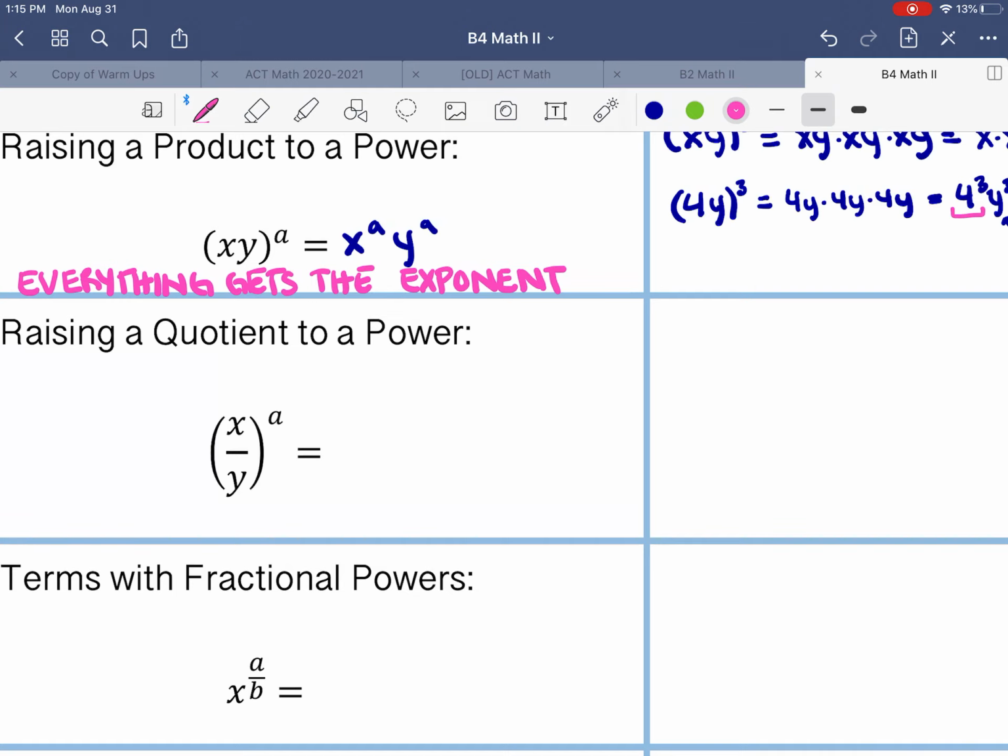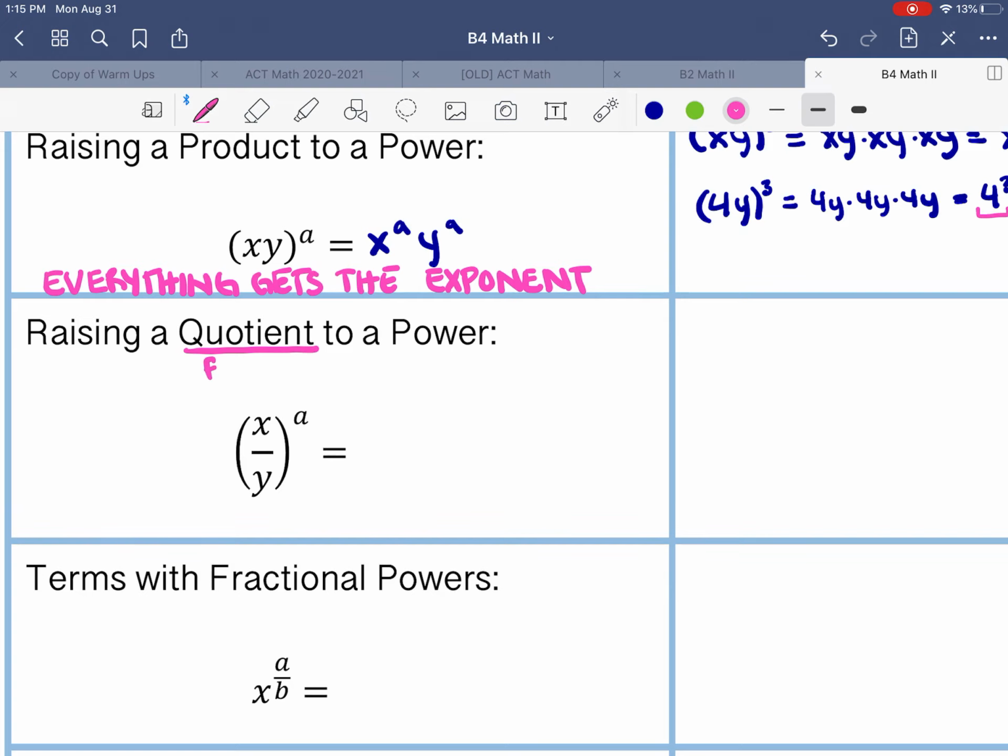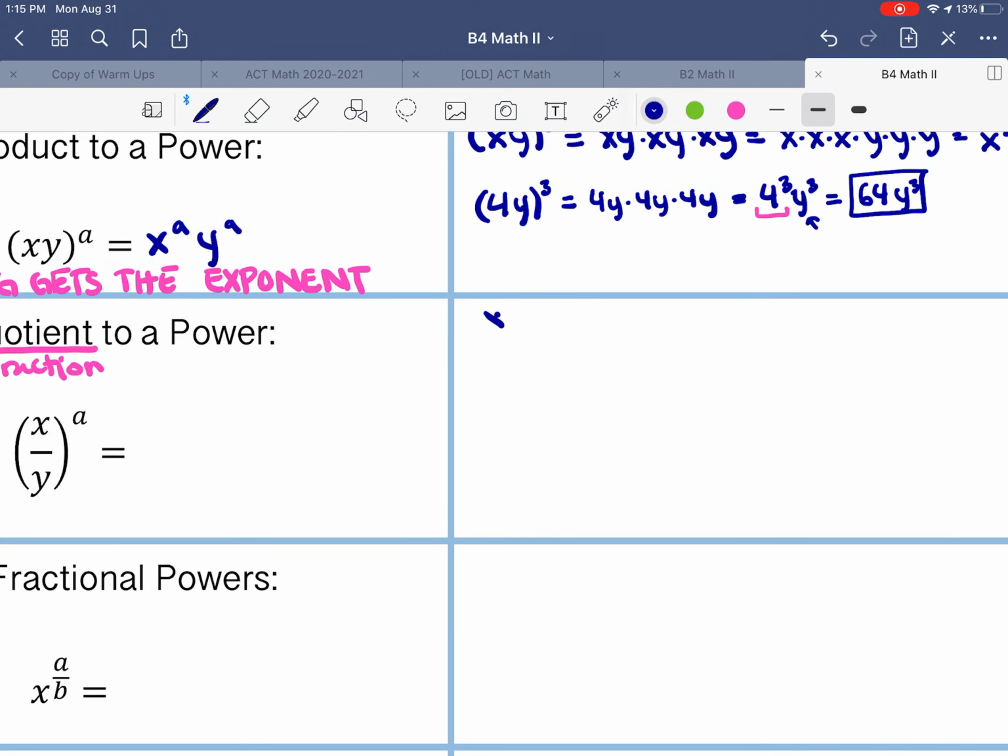This next rule is pretty much the same. This word, quotient, raising a quotient to a power, that's just a fancy word for a fraction or something that's divided. So my example is going to be x over y, and we're going to do 4 copies of that. So x over y to the 4th power. Again, parentheses are important here. If there are no parentheses, you don't need to use this rule. So you will only use quotient to a power if there's parentheses involved, indicating that everything inside the parentheses needs to be copied. So we have x over y times x over y times x over y times x over y.